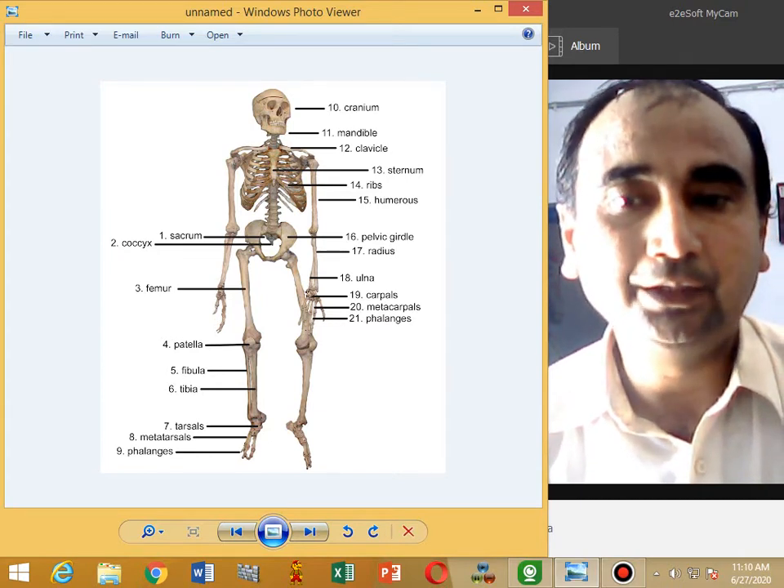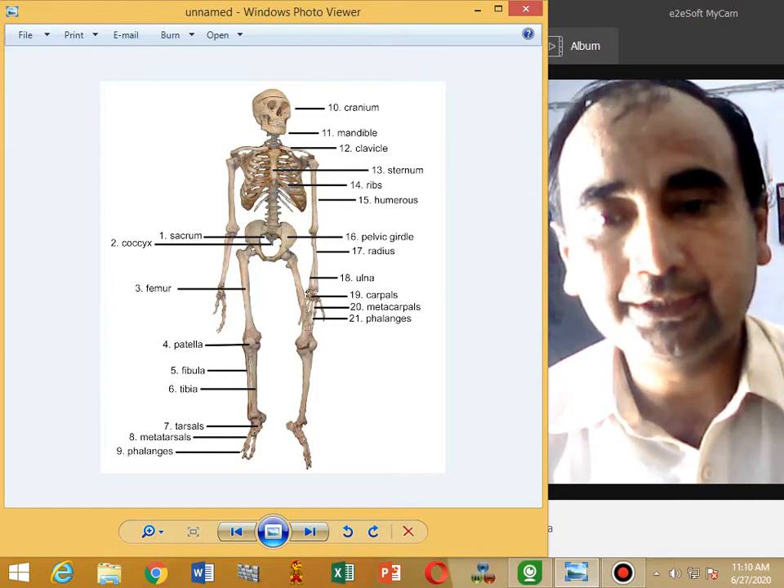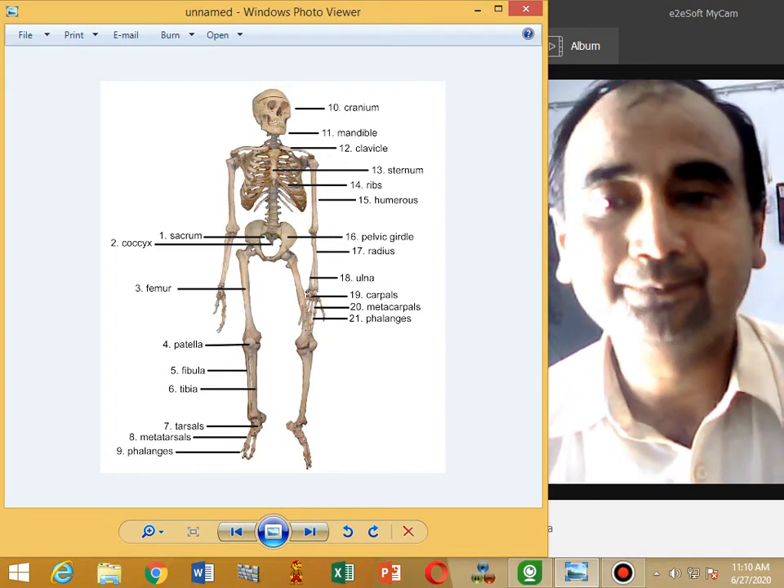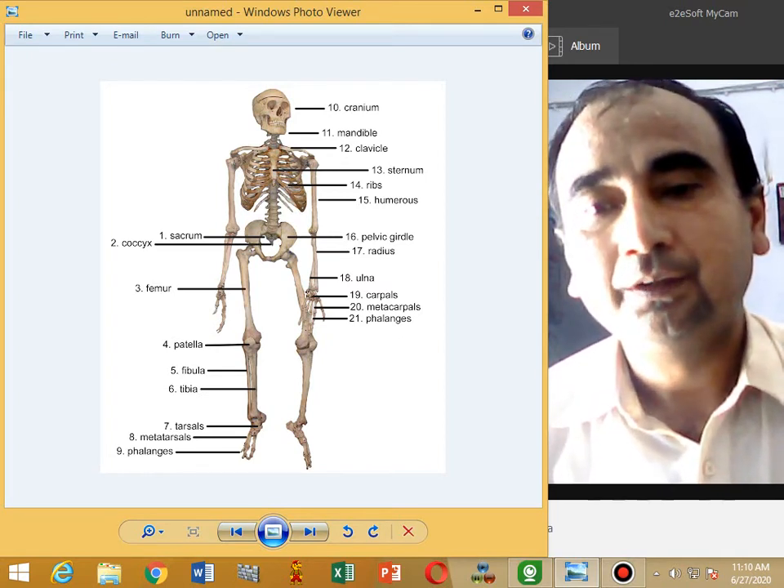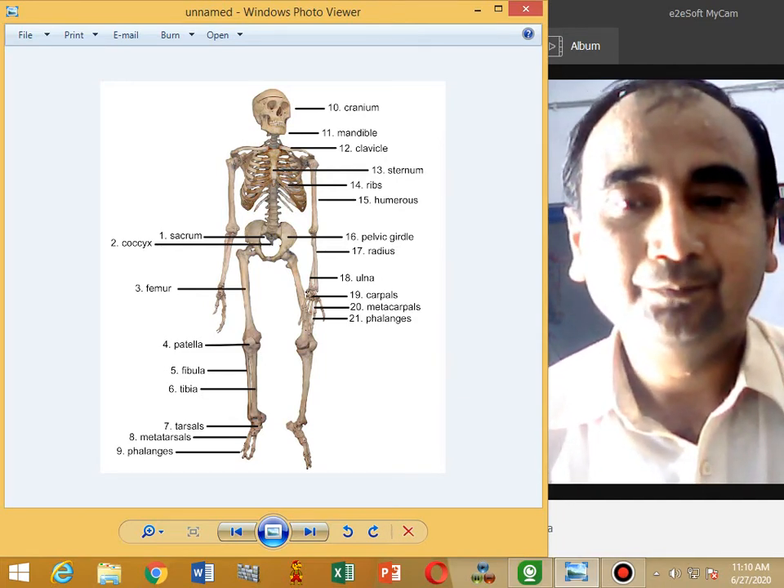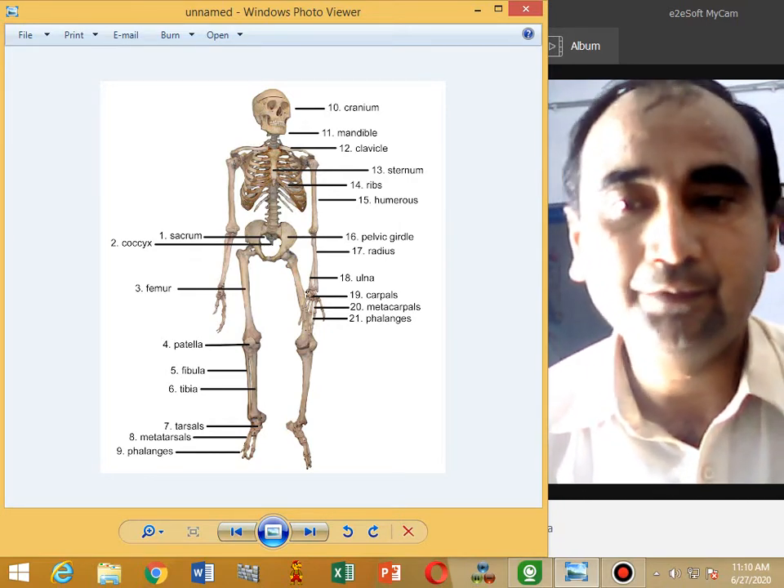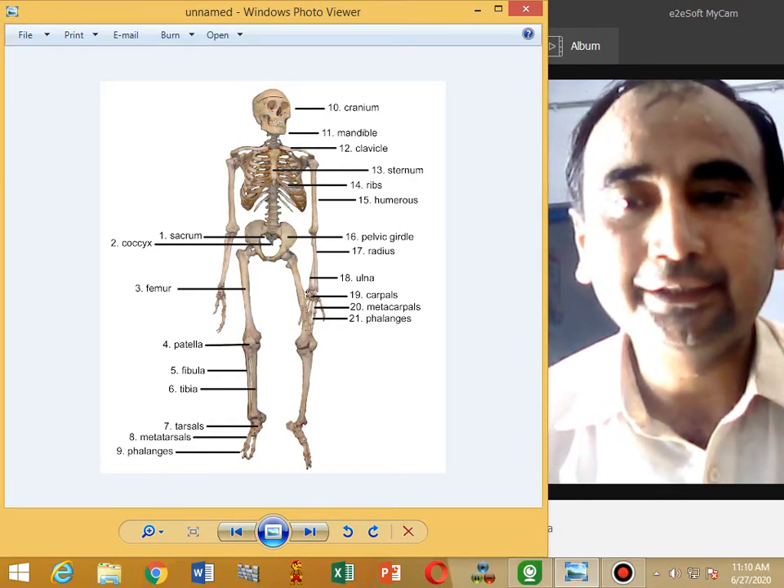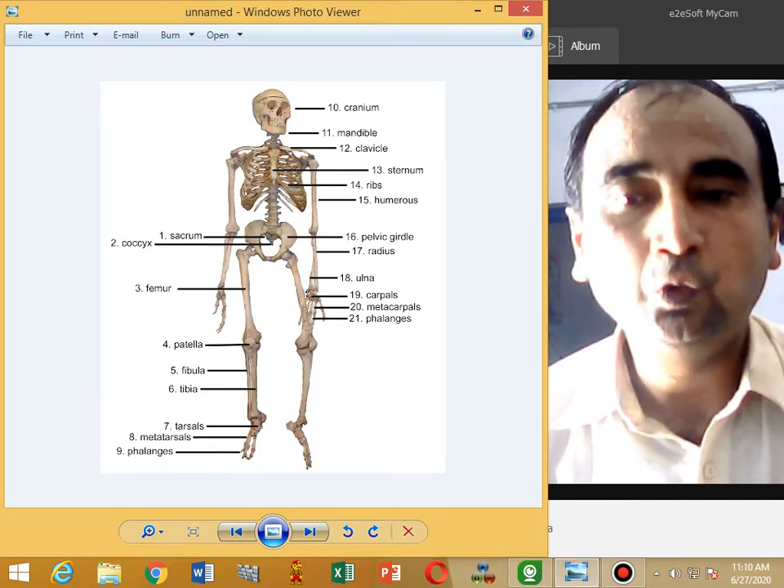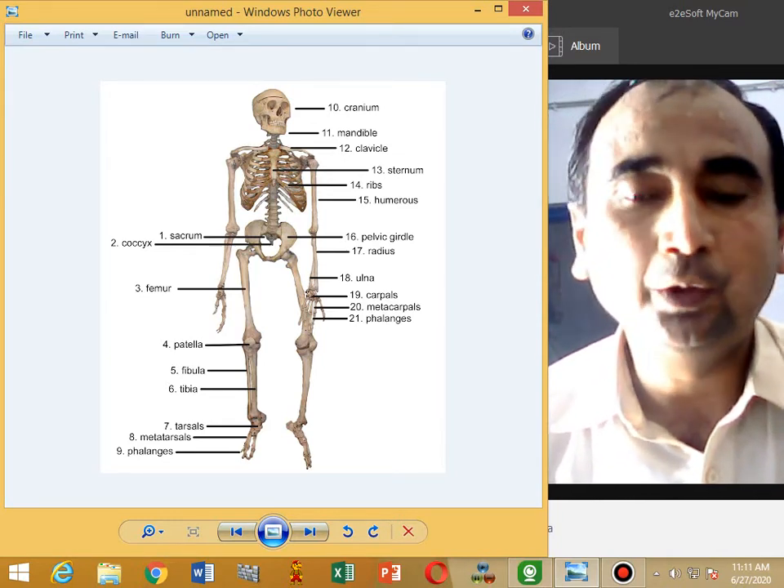Now we study the ribs, rib cage, and sternum. There are 12 pairs of ribs. These are attached with the thoracic vertebrae. They are also attached with the sternum, 10 pairs of which attach with the sternum directly or by the costal arch. 2 pairs of ribs are not attached with the sternum. These are called floating ribs.